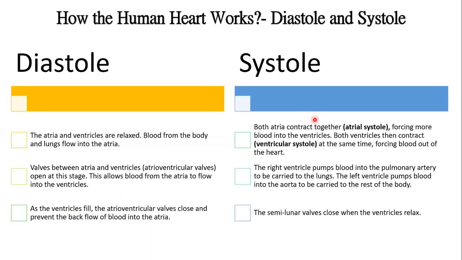Now, during systole, you have two types of systole. Okay? You have two types of systole. You have atrial systole and you have ventricular systole. Now, during atrial systole, both atria contract, okay, forcing more blood into the ventricles.